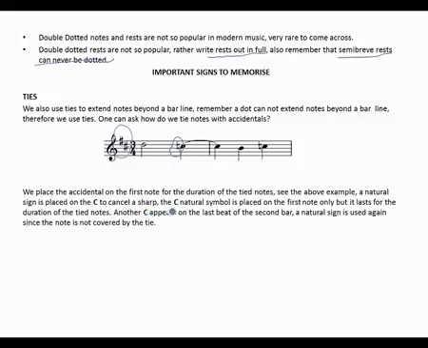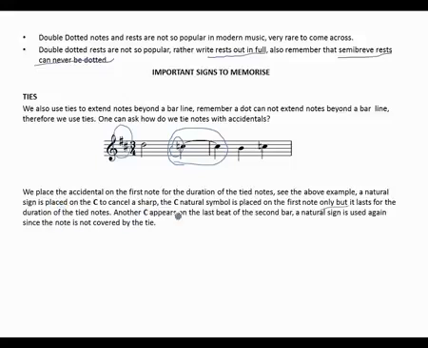So the C natural symbol is placed on the first note only, but it lasts for the duration of the tied note. So this natural note is going to last for the two notes. It's going to last for this note and that note, since they are tied together. So when you play this natural, automatically this note becomes a natural because of the tie that's used.